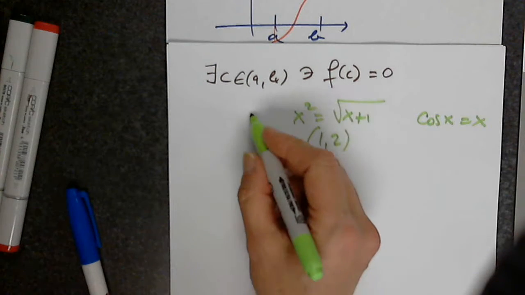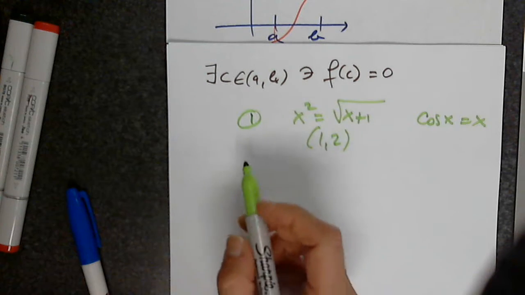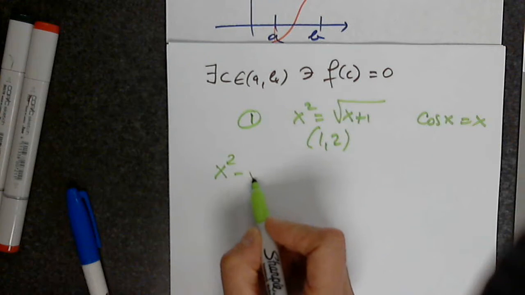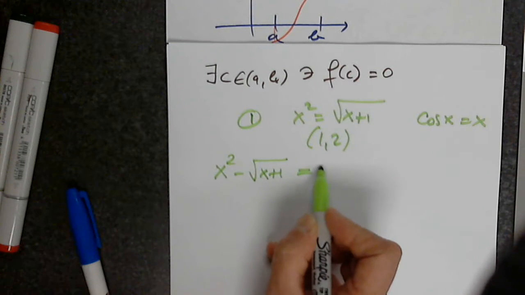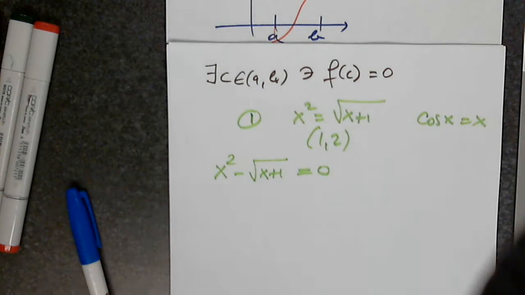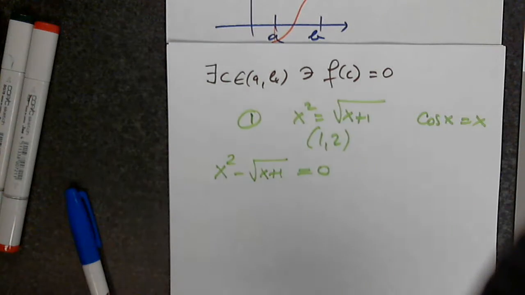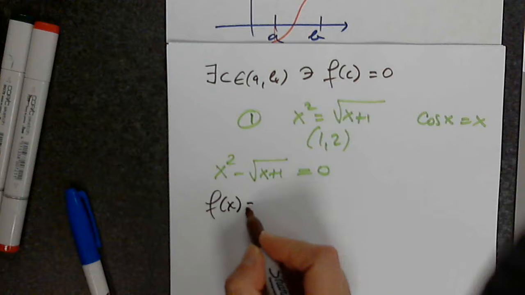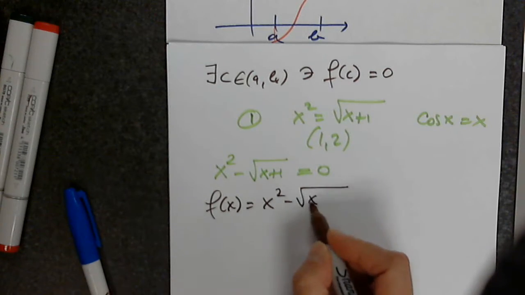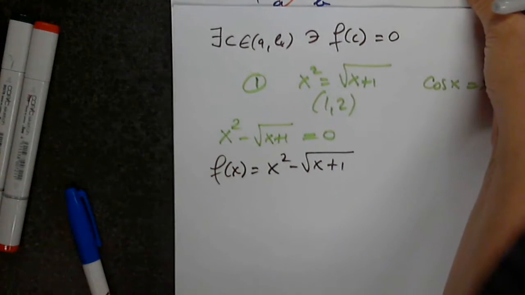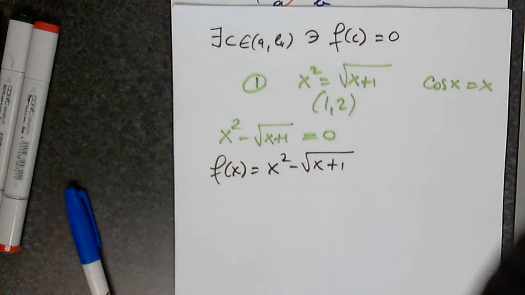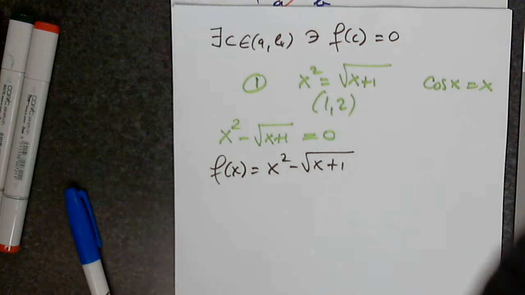Here's my first step. This is problem 1. I will create a function by setting the equation equal to 0. So here's my function, f of x equals x squared minus the square root of x plus 1. Question. In order to use the intermediate value theorem, I have to show two things. What is the first thing I have to show?